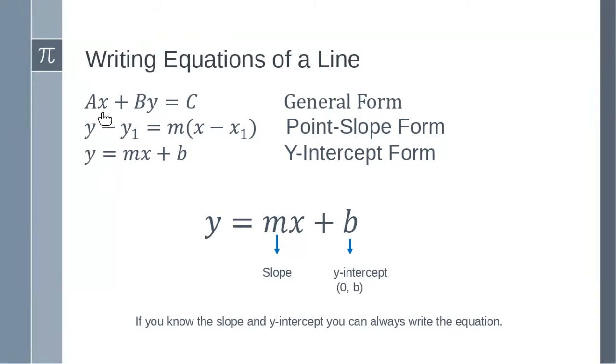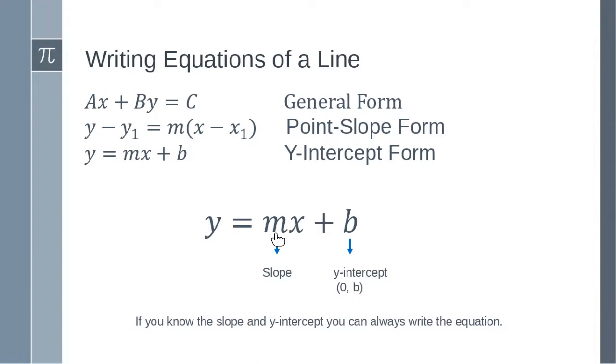So a line can be written as ax plus by equals c, and that's called the general form. Or you'll see y minus y1 equals m parentheses x minus x1, that's called the point slope form. Or you might see it as y equals mx plus b, and that's the y-intercept form. The third form here is what is used quite a bit. And so let's see what all this stuff means.